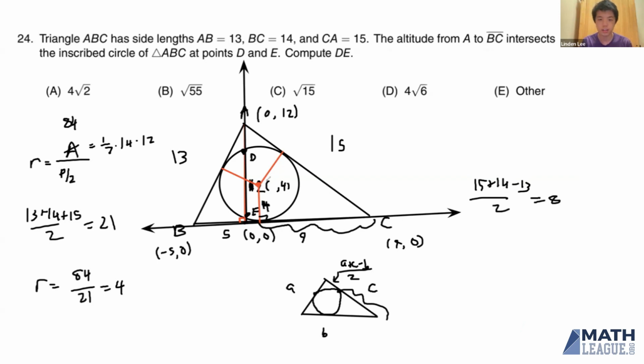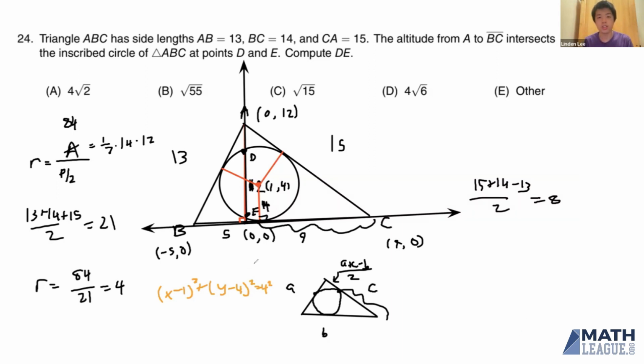So this distance is 8, which means that the x-coordinate of this point in the center is 1. So the center is at (1, 4), and the radius is 4, which means that we can indeed write down the equation of the circle as (x minus 1) squared plus (y minus 4) squared is equal to 4 squared, which is 16.